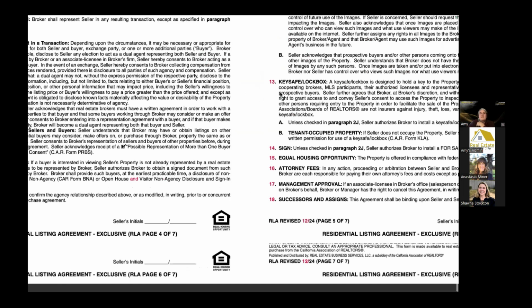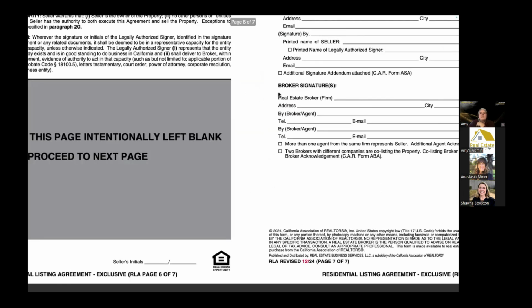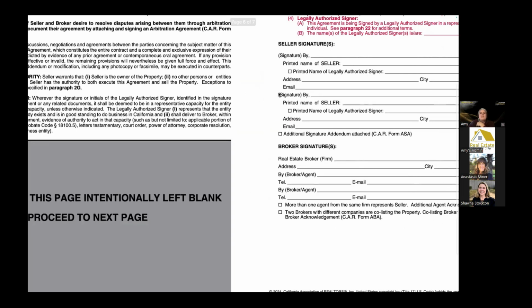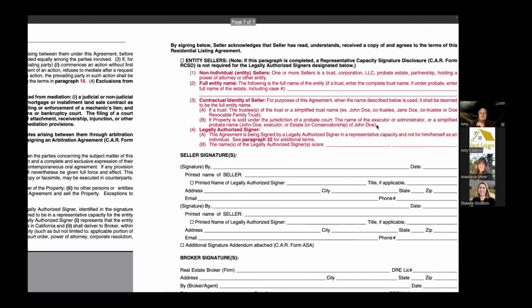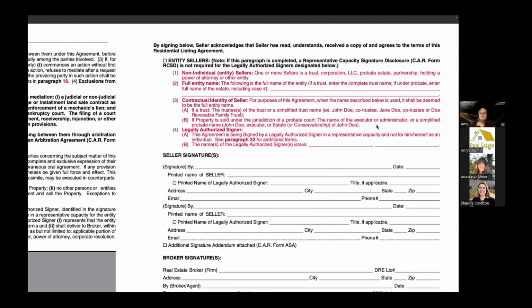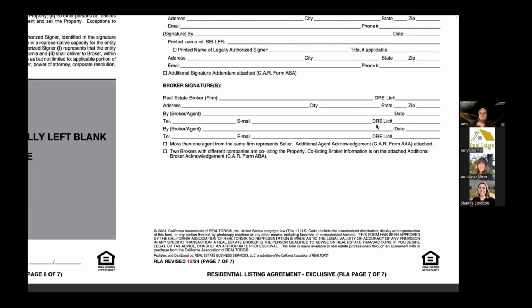All right, and then we've got some renumbers that have gone on. And then again, that section for the entity sellers has been completely updated on that listing agreement. Any questions about the listing agreement?